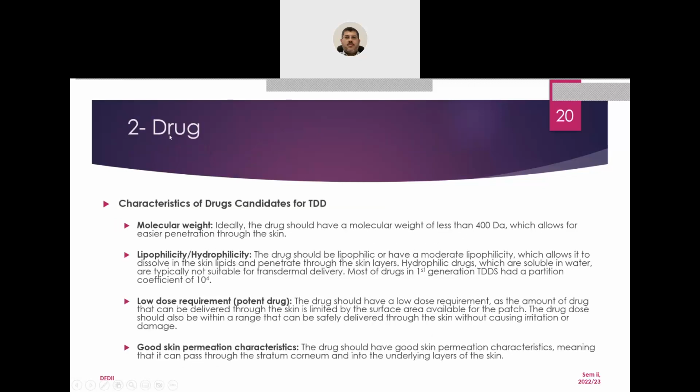When it comes to the drug, as we said, not all drugs, especially in the first and second generation transdermal drug delivery systems, can be used for transdermal drug delivery, because there are factors that may limit the drug permeation. So if we choose a drug, it should have a low molecular weight, usually not more than 400 daltons. Some other references mention 500 daltons. So the maximum molecular weight for a drug to be suitable for a transdermal drug delivery system without assisted permeability methods is about 400 to 500 daltons, to allow for easier penetration through the skin.